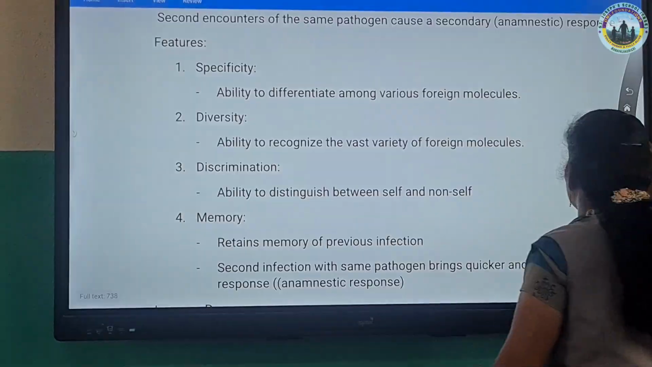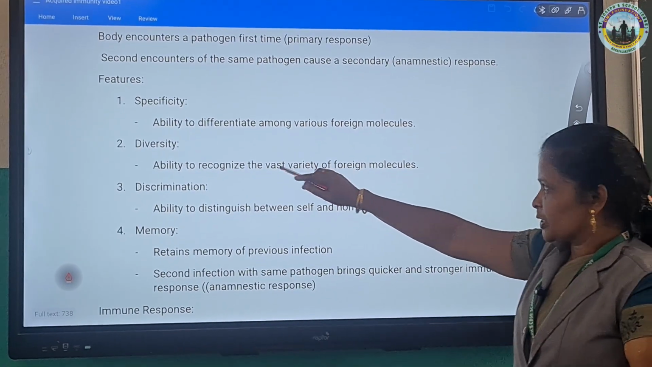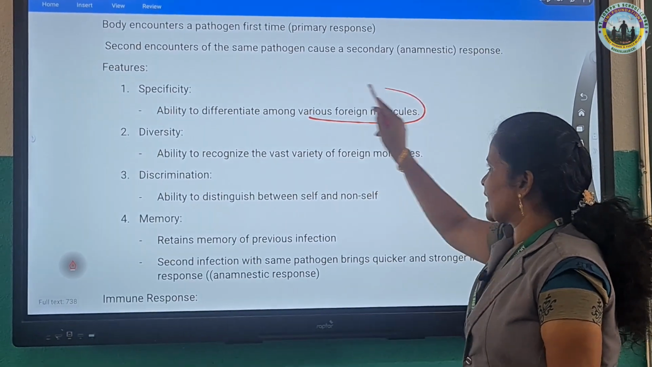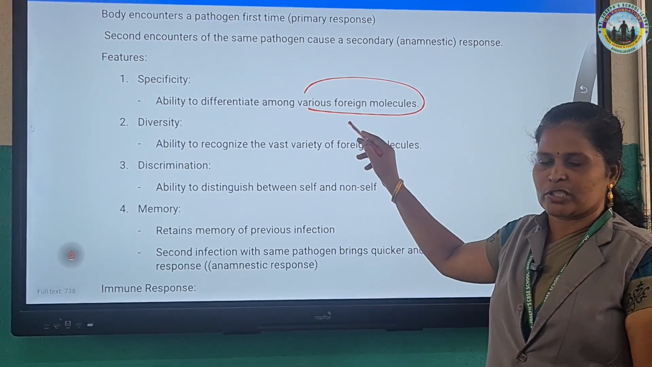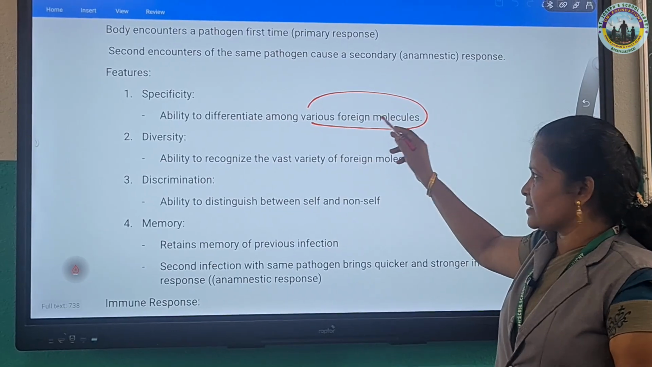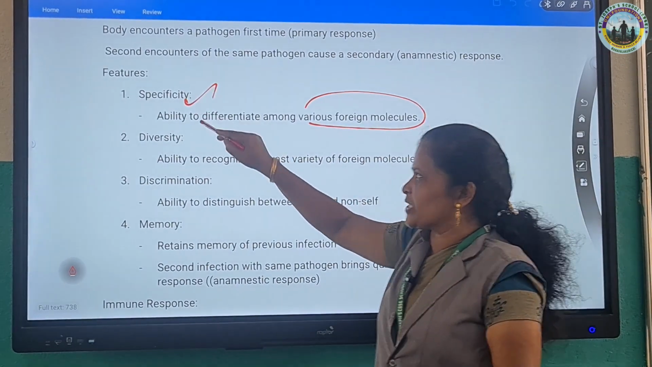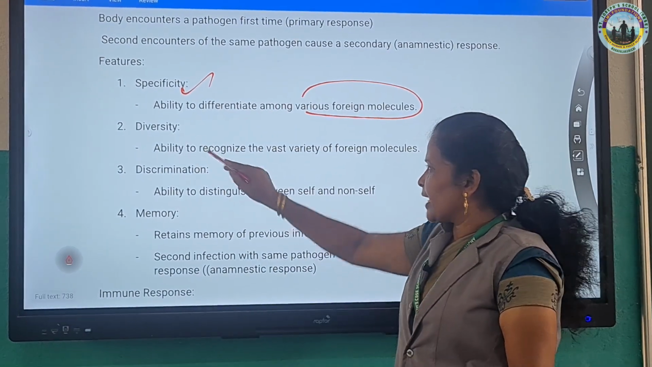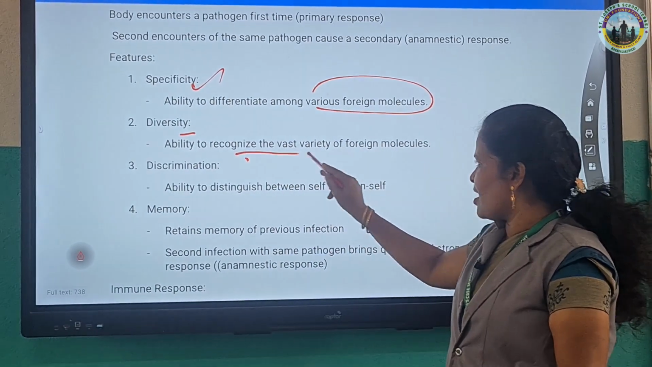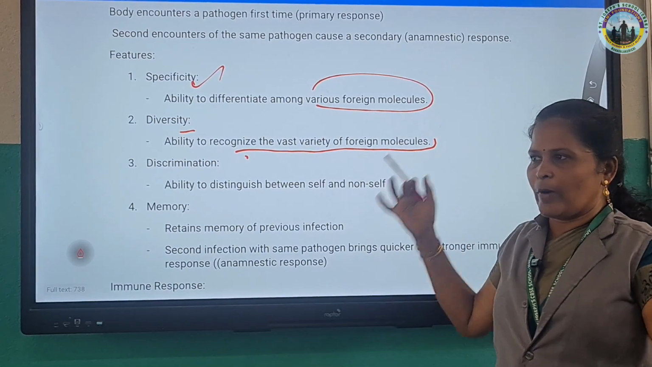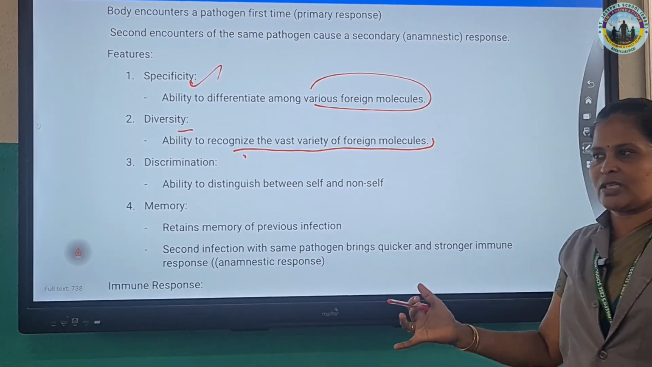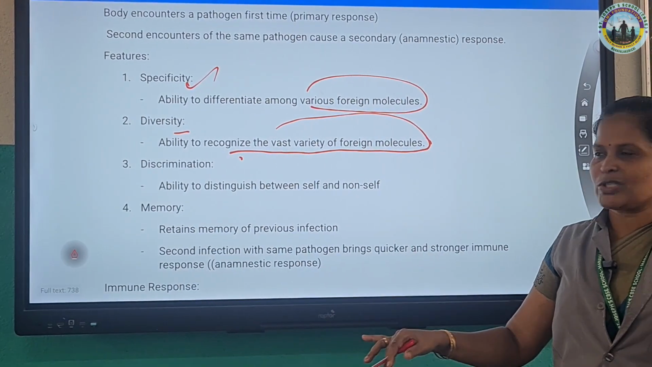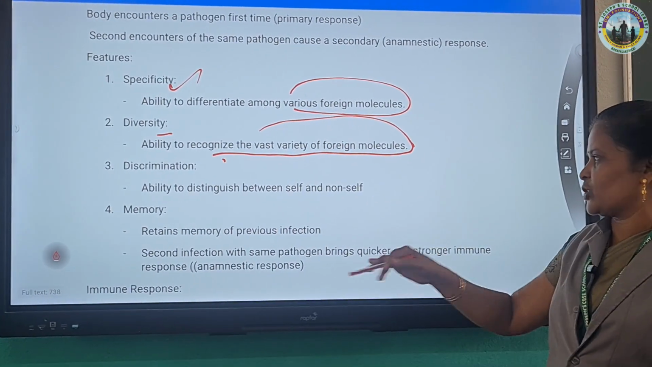First, specificity. Specificity is the ability to differentiate among various foreign molecules. We already studied the foreign molecules, the different kinds of pathogens. So it can easily specify which pathogen enters. The next is diversity. Diversity means it recognizes a vast variety of foreign molecule groups. How many pathogens are there? An enormous number. Among that number also it can easily identify which pathogen it is.